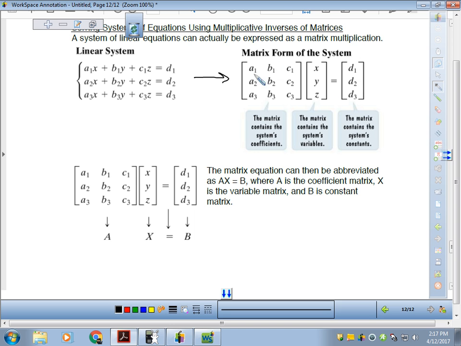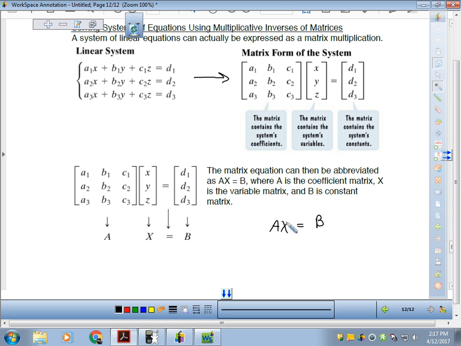Now we usually call this matrix that has the coefficients A, which you can see right here. We usually call this matrix that has your variables in it X. And then we usually call this matrix that has your constants in it B. So what we have is an equation, AX equals B. Well, how would you solve this for X? Because that's what we want to do when we solve a system, right? We want to know what X, Y, and Z are. So we want to know what this matrix is.